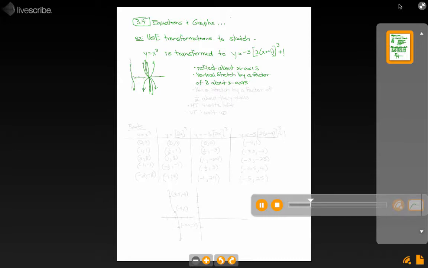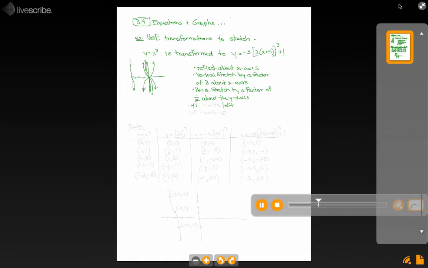Now I look inside the big brackets at the 2. Having that 2 inside the brackets means that it's being done to the x. It's a horizontal stretch by a factor of a half about the y-axis. Everything will now be half as far from the y-axis. So it actually has a similar end result to the last one, which makes it tighter or steeper.